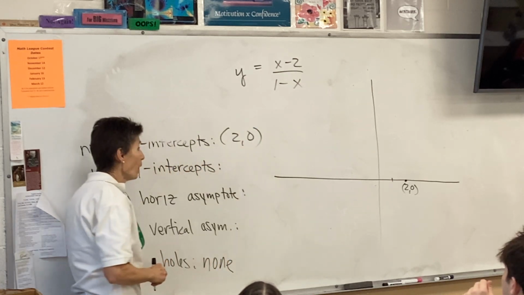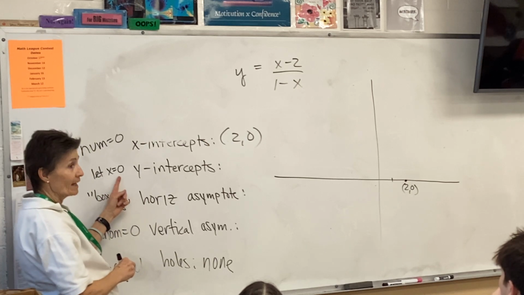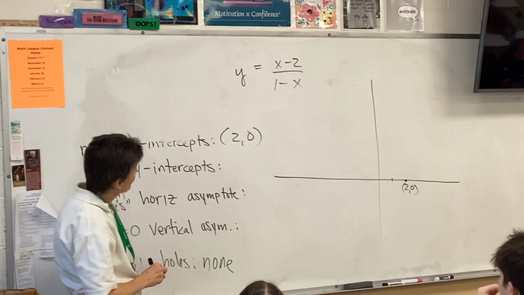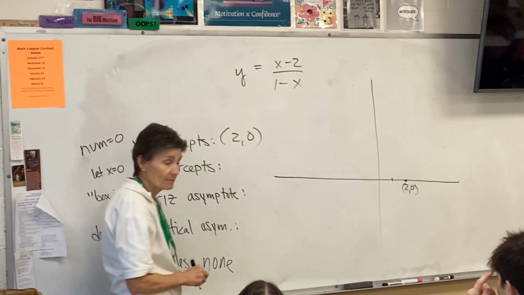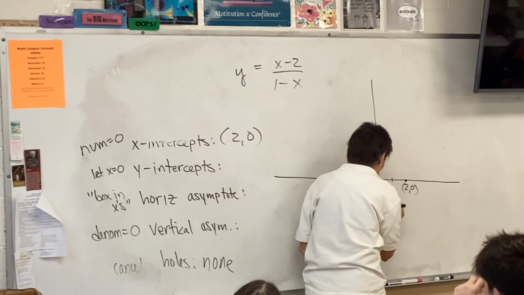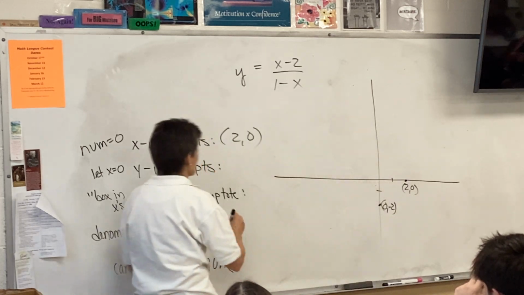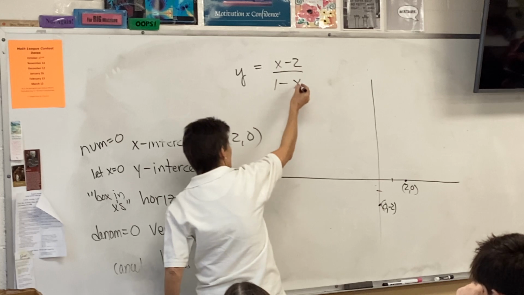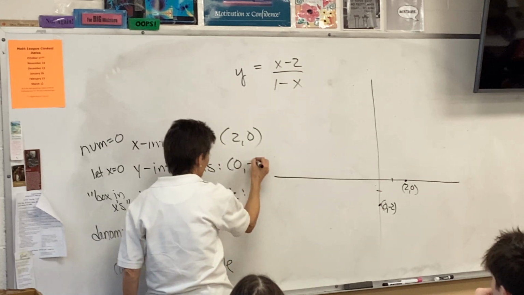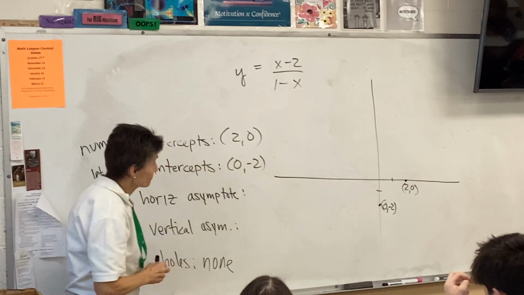All right, how about a y-intercept? What happens if I let x equal 0? If I let x equal 0, I get -2. Don't look at me like deer in headlights, folks. Put a 0 here and a 0 here and figure out what it equals. And that is your y-intercept.